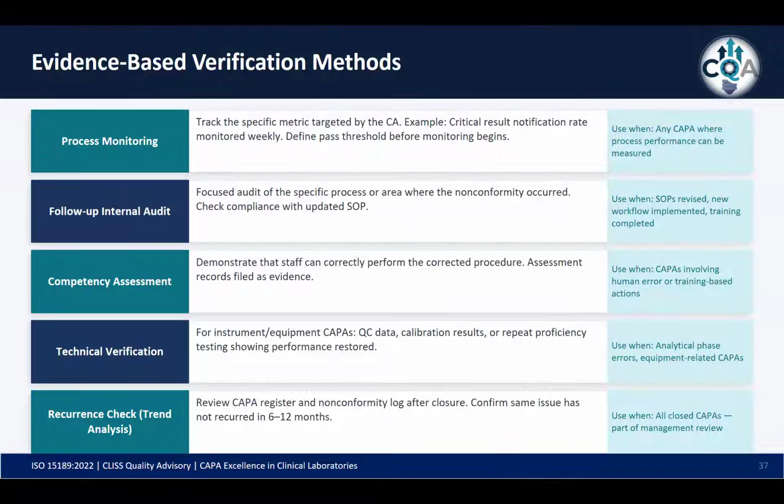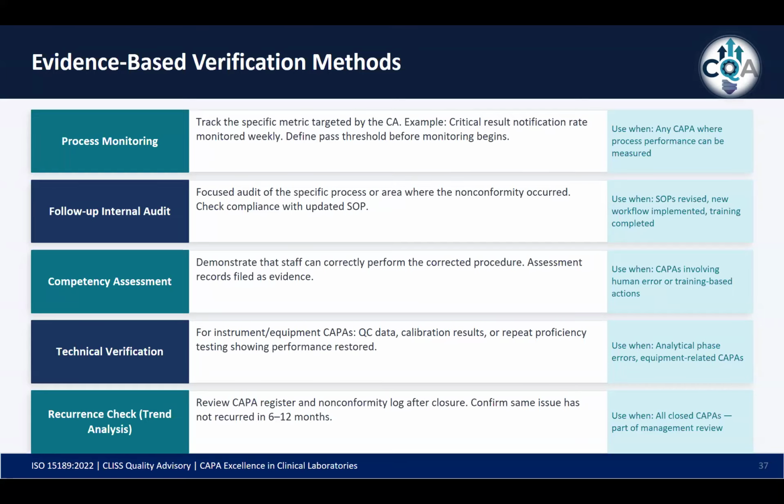Then follow-up internal audits in a specific area. If there's a non-conformity that you know you've closed off, you need to carry out an internal audit in that particular area and check if there are still any issues or there is full compliance with the updated SOP. And then competence assessment, you also can use this to demonstrate that staff can correctly perform the corrected procedure, and assessment records are filed as evidence.